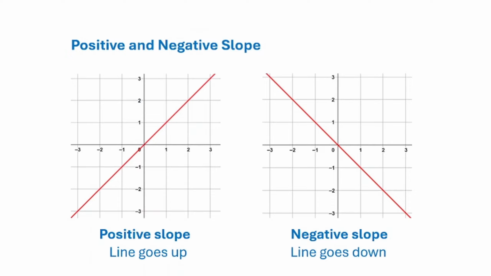Let's see what this looks like on a graph. Here we have two lines. The slope can be positive or negative. To understand this, we always read the graph from left to right. If the line goes up, the slope is positive. If the line goes down, the slope is negative. This is important because it helps us check if our final answer makes sense.